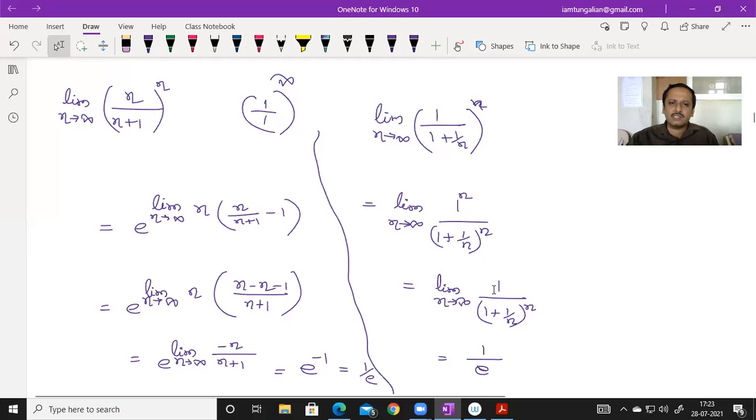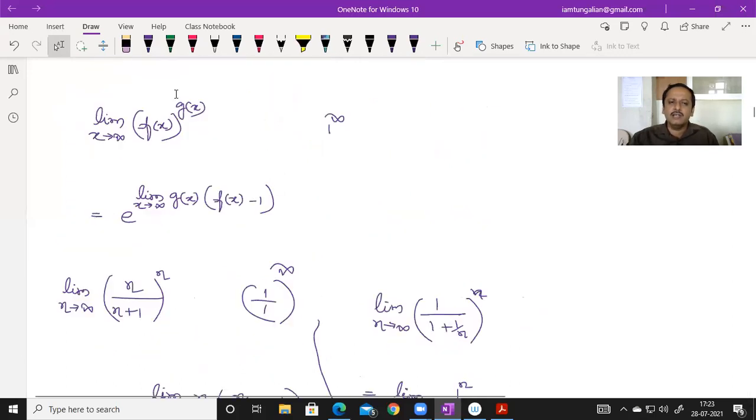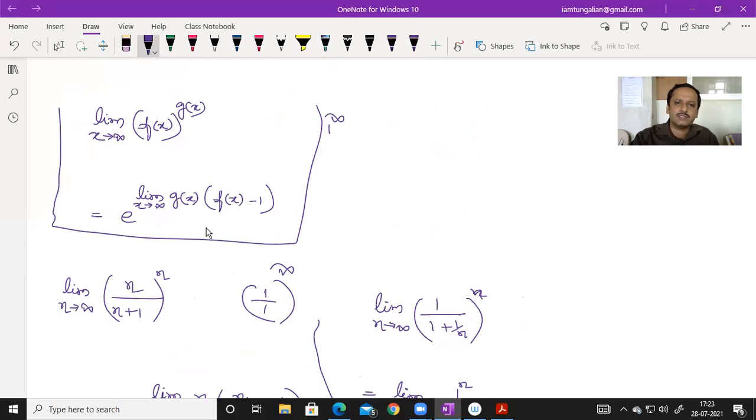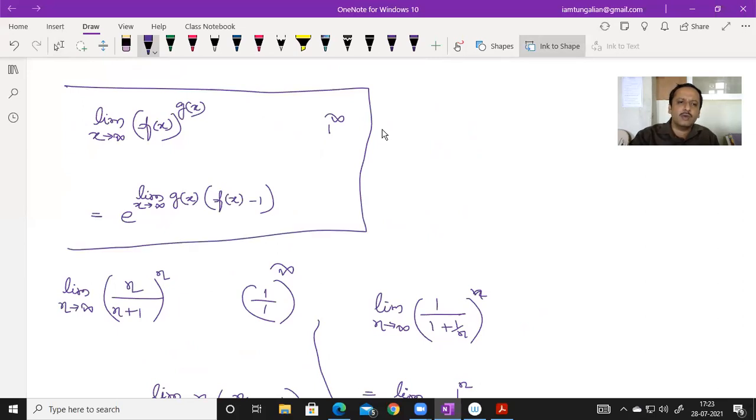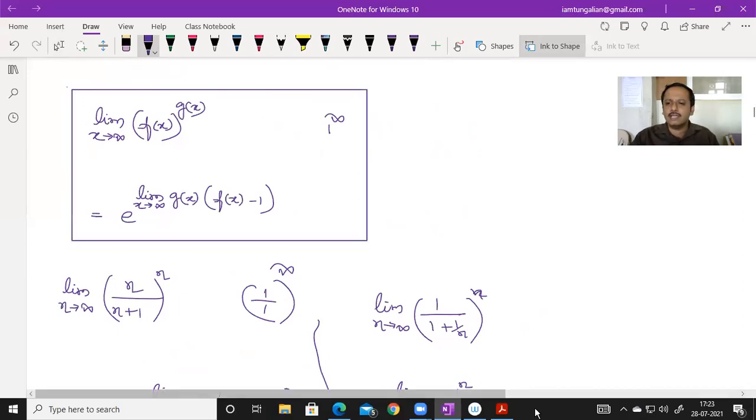However, nothing wrong with the other methods also. They are somewhat complicated. But you remember this formula. This is very useful. It is applicable only if it is of the form 1 power infinity. If it is of the form 1 power infinity, then only this is useful. Okay, next.